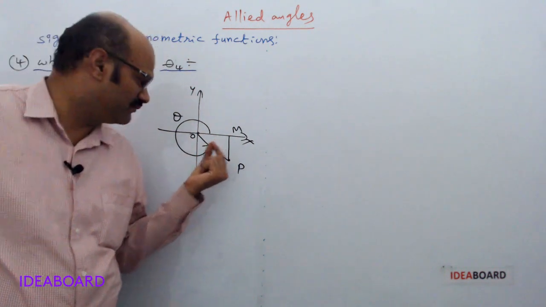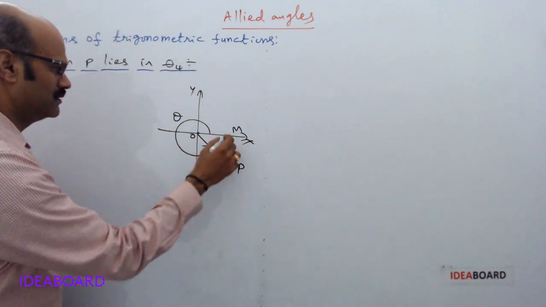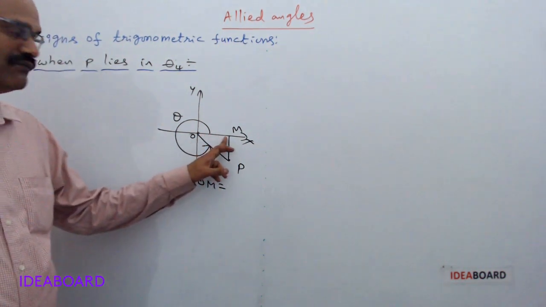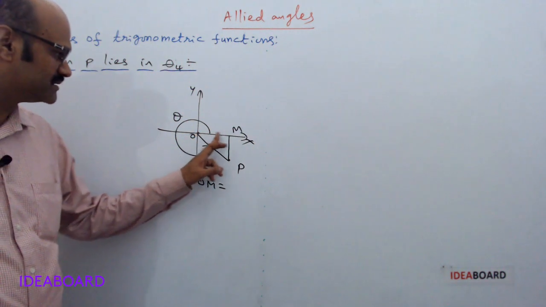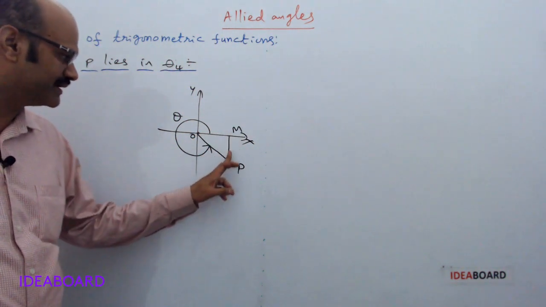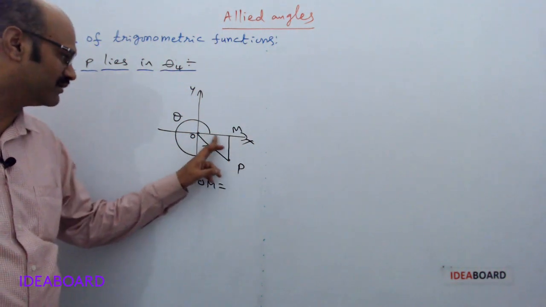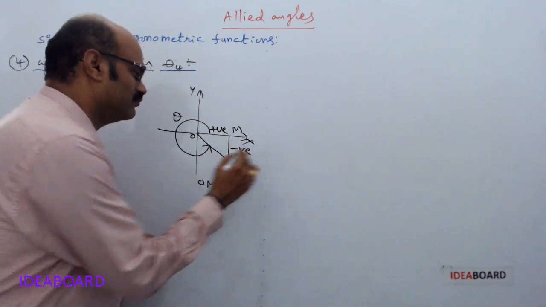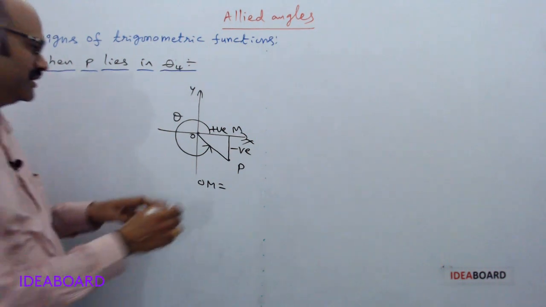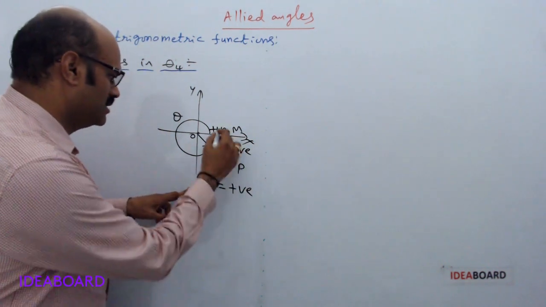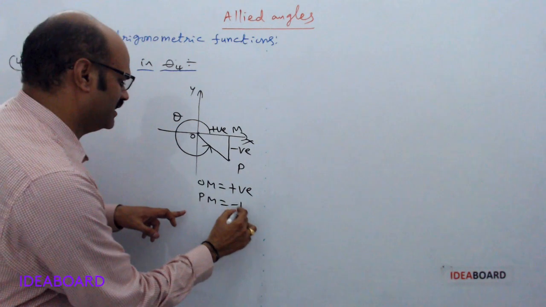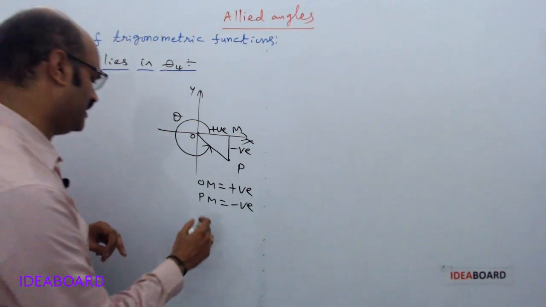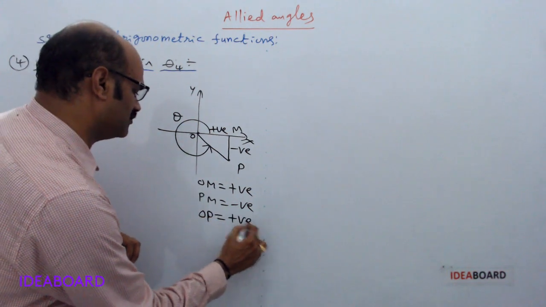From the diagram, in the fourth quadrant we know that x coordinates are positive and y coordinates are negative. So here OM is positive and PM is negative. And OP is always positive.